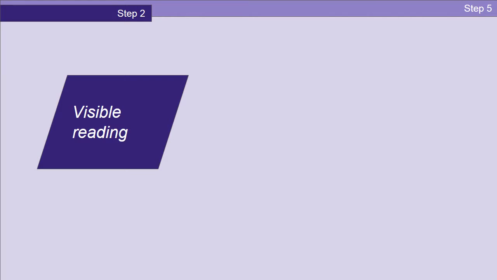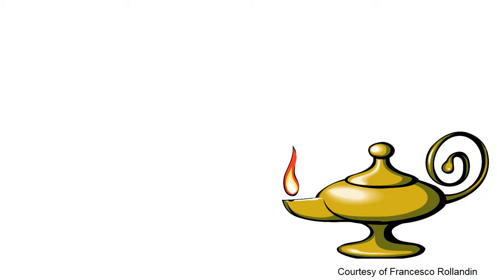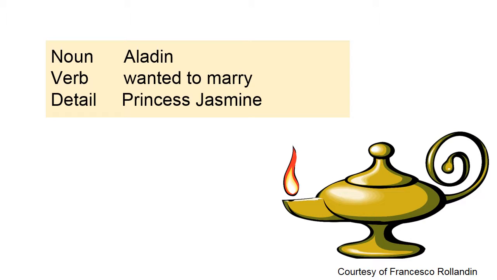The next step in the process is to ask students to only look for the noun, verb, detail in the sentence. And I tell the students that a detail is a who, what, where, when, how, possibly why, right after the verb. I usually give students this sentence: Aladdin wanted to marry Princess Jasmine, to help them really understand what noun, verb, detail is. And I'll say, who's the person in the story? And it's noun, Aladdin. And I'll say, what did he want? Which is the verb. And I'll say, oh, he wanted to marry. So who did he want to marry? Princess Jasmine, which is the detail.